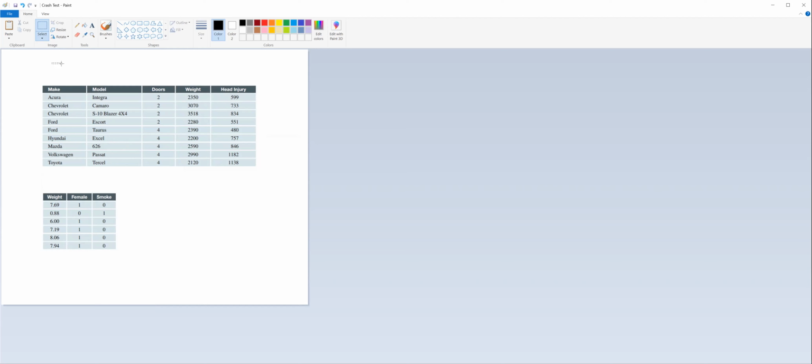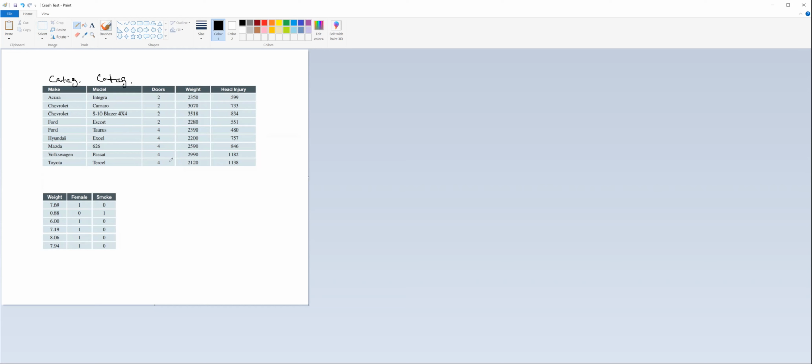Okay, so let's see. Is this working? Nope. Hold on. Okay, so this is categorical. All right. And then the model, if you take a look, these are clearly words. You can't have more than one model. A model is an aspect of the car. It's a quality of the car. And so we would also say that's categorical.